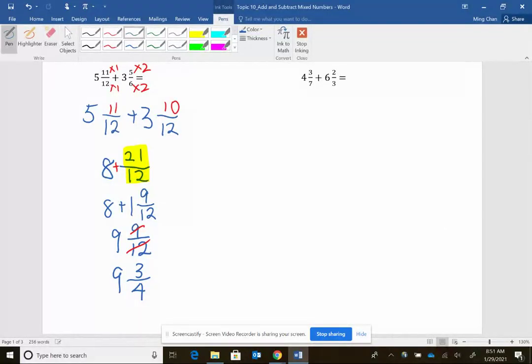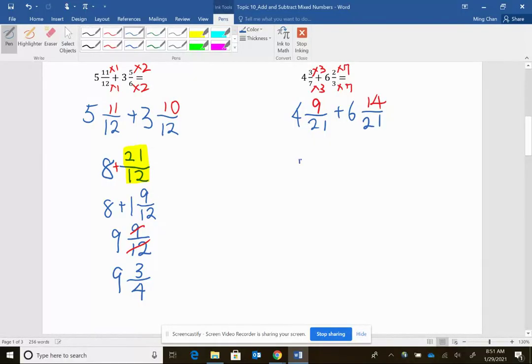All right, let's try another one. The LCD between 7 and 3 has to be 21. So 4, 21. The denominator 7 becomes the new LCD, times 3. The numerator times 3, that's 9. The 3 going to 21 is times 7. The numerator 2 also increases 7 times, that becomes 14.